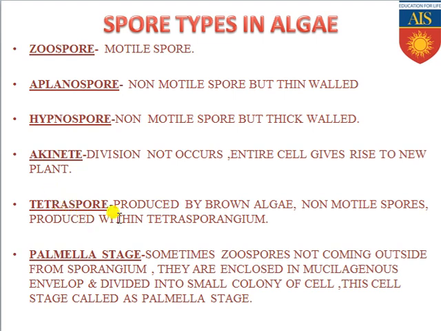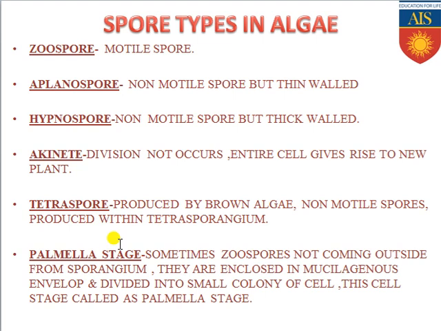Next, tetraspore. Tetraspore is the type of spore produced by brown algae, and these are non-motile spores obviously because they do not have any flagella, and they are produced within the tetrasporangium. So tetraspore is a kind of spore produced within the spore sac known as tetrasporangium.